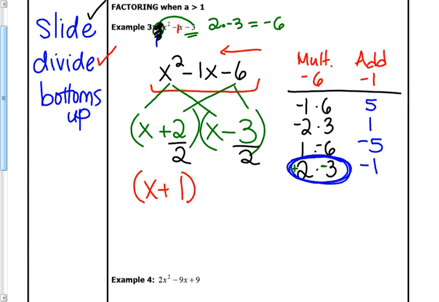This bottoms up portion, that comes from this situation right here. When we have a situation where we're trying to divide but we get a decimal and it doesn't work, that means we take this bottom and we bring it up to the top, up in front of this x. So that's where the term bottoms up comes from. So I'm going to rewrite this factor as 2x minus 3.